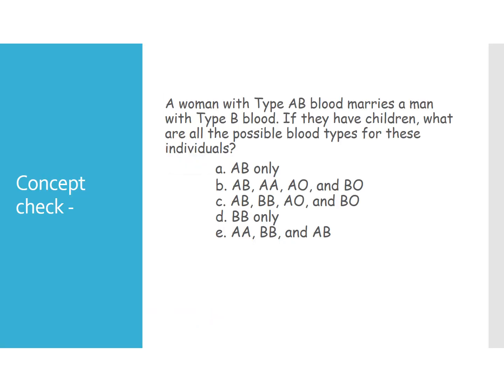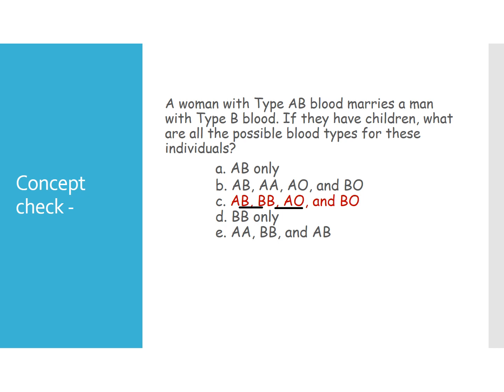A woman with type AB blood marries a man with type B blood. If they have children, what are the possible blood types for these individuals? Let's look at the answer for a minute. Remember that the child is going to inherit one allele from each. So a child could inherit an A from the mother and a B from the father. Possibly the father has two alleles for B, so the child could inherit two B alleles.